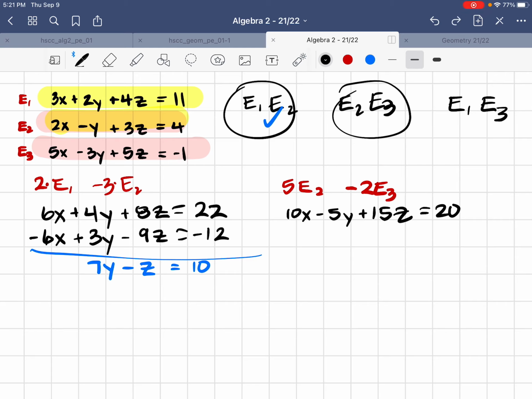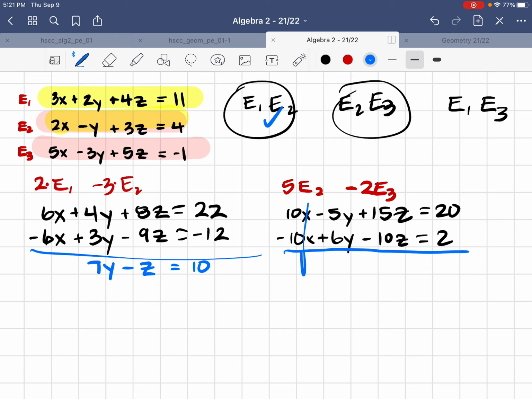Now I need to do the same exact thing, except this time I'm going to do it with the E3. Negative 2 times E3, negative 2 times 5x is negative 10x. Look at that beautiful 10x, negative 10x going to cancel right now. Negative 2 and negative 3, that's positive 6y. And then negative 2 and 5z is going to give us negative 10z. And then negative 2 times negative 1 is going to give us positive 2. Once I have this, I'm going to go ahead and combine the two equations.